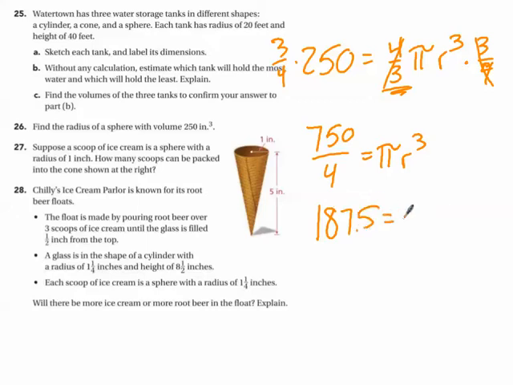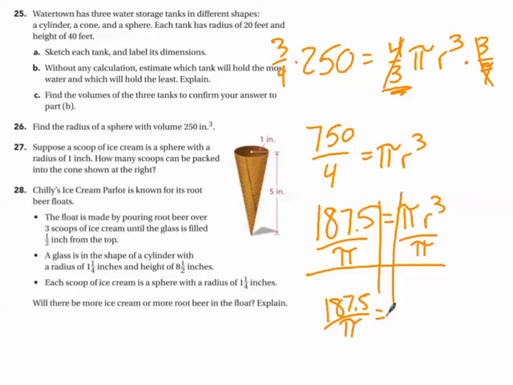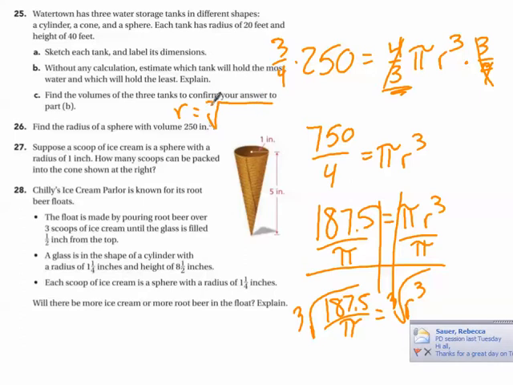187.5 is equal to pi r cubed divided by pi, via train tracks. So I now have 187.5 divided by pi is equal to r cubed. Take the cube root, take the cube root, and so I see that the radius is equal to the cube root of 187.5 divided by pi.